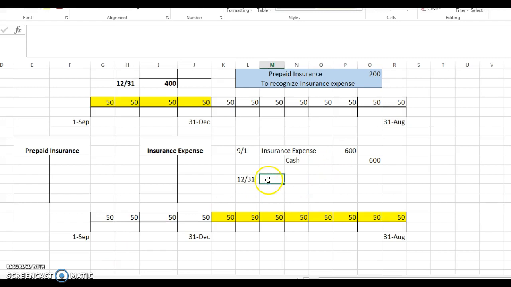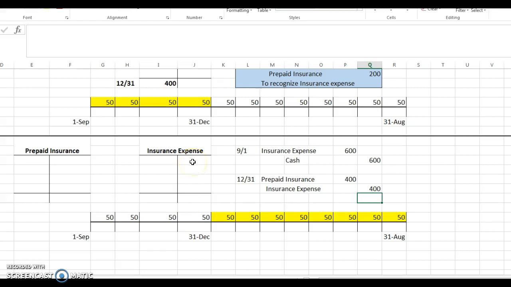So we are going to now add our prepaid insurance to our books in the amount of $400. We're also going to lower our insurance expense by $400 to reflect the fact that really only $200 of it has been earned.